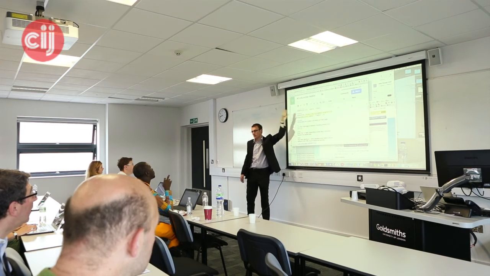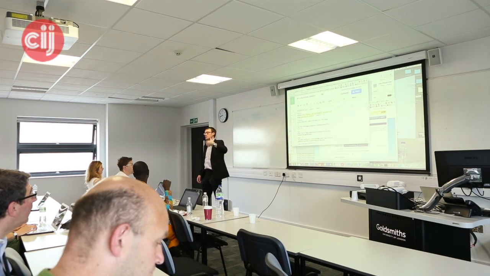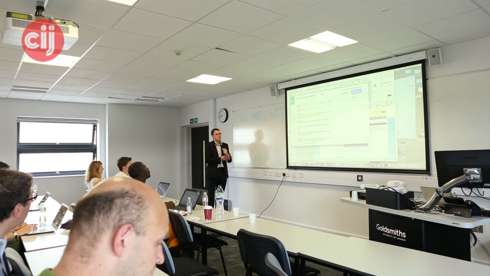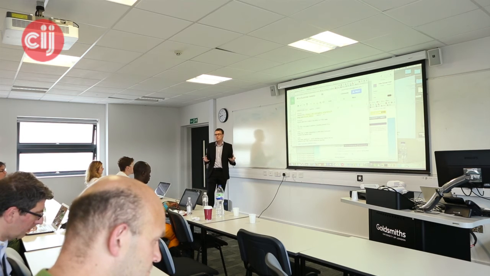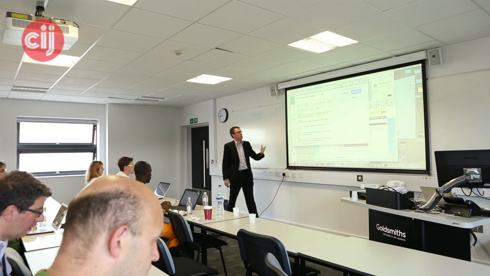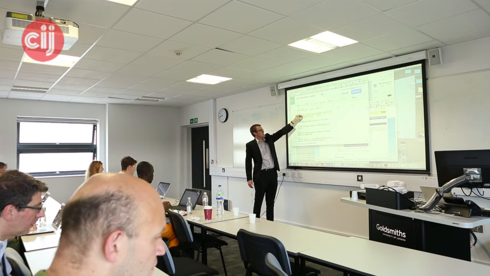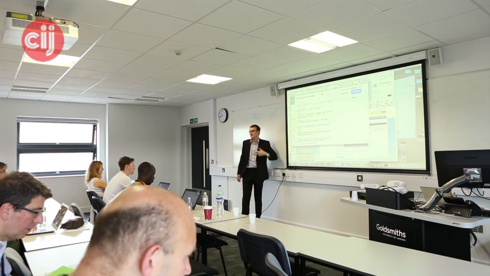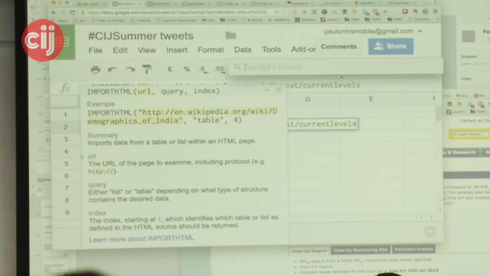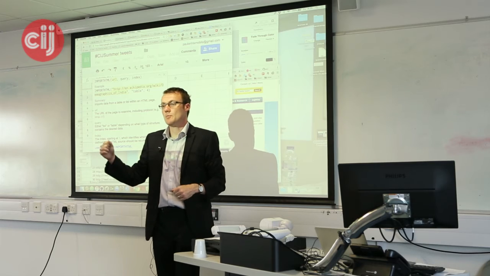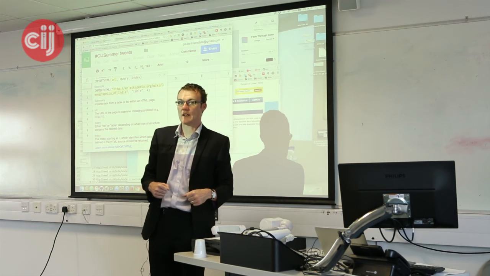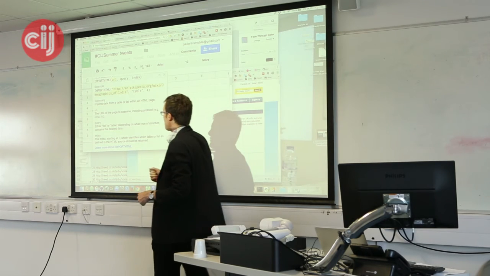Import HTML is what's called a function. And sum, average, median, count, those are all functions as well. Any word that's not in quotation marks is a function. And a function is a shortcut for a recipe. So as soon as you open a bracket, it tells you what the ingredients are, gives you an example, and tries to explain it. So import HTML will go to a web page, grab a table or a list, and bring it back. To do that, it needs 3 ingredients.